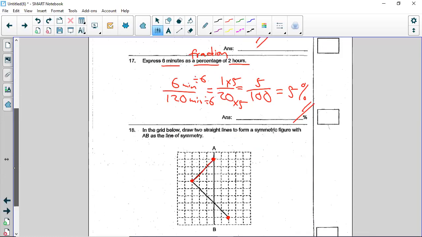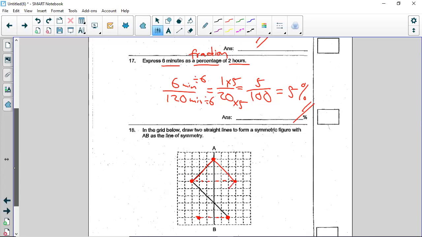Trace to the next dot. How many squares apart? That'll be 1, 2, 3. 3 squares apart, right? Then on the opposite side, also 1, 2, 3. 3 squares apart. And you join. Okay, and then how about this one? This dot, how many squares apart? 2 squares apart. Then on the other side, also 2 squares apart, like this.